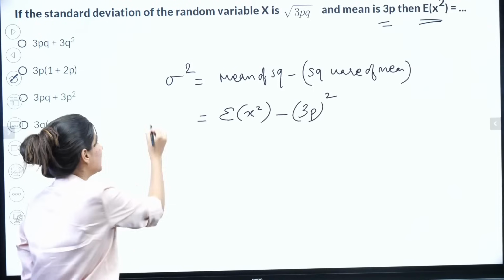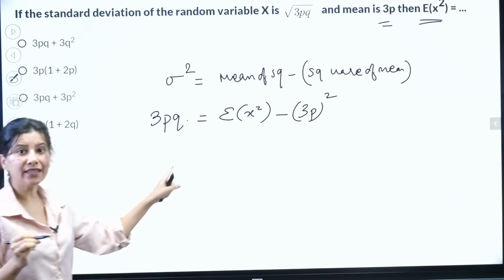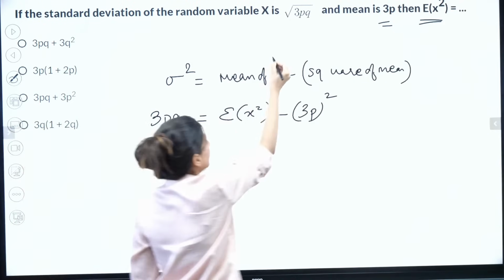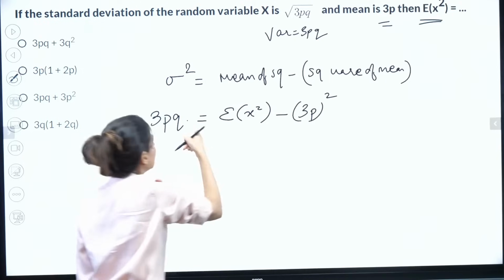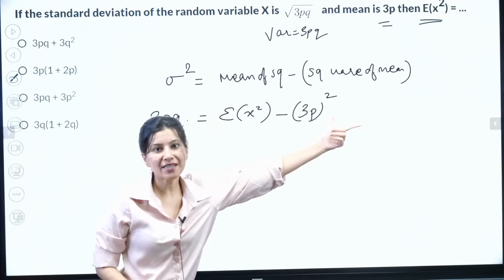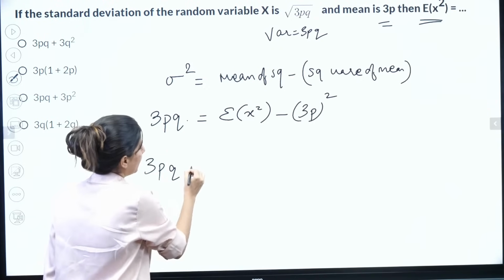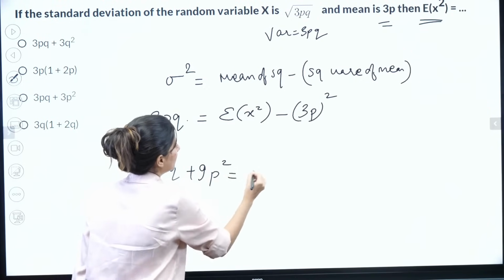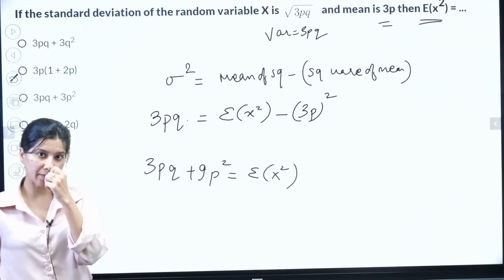So standard deviation is root 3pq, so variance will be 3pq. Variance equals mean of squares minus square of mean. So this is what we have done. 3pq plus 9p square is equal to this.